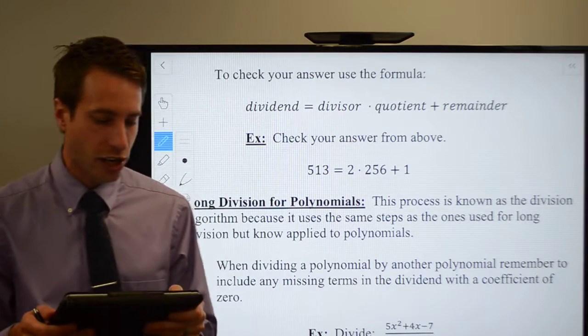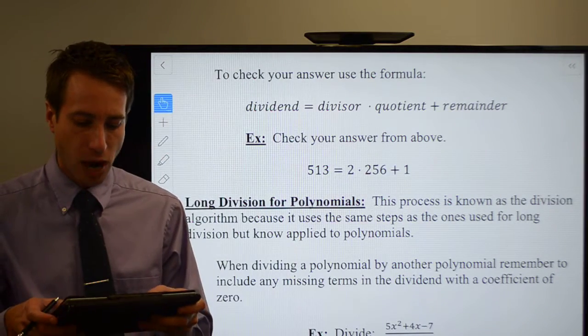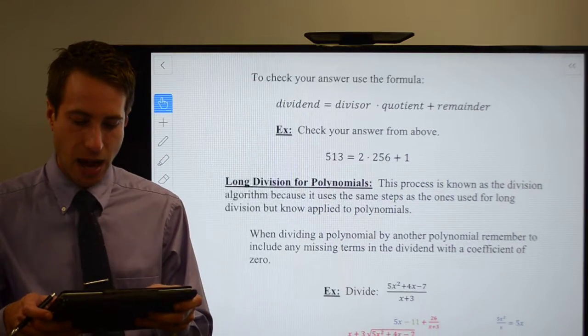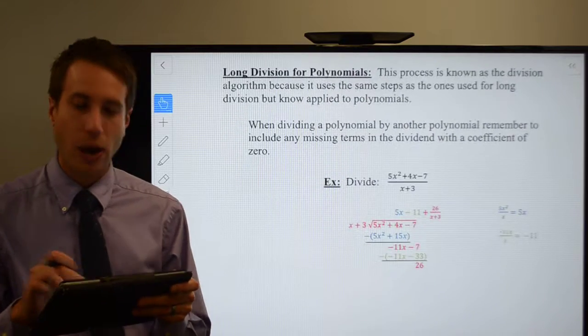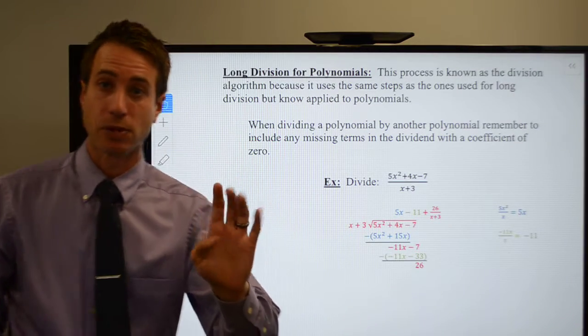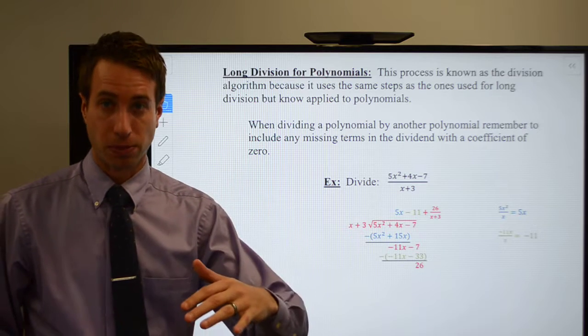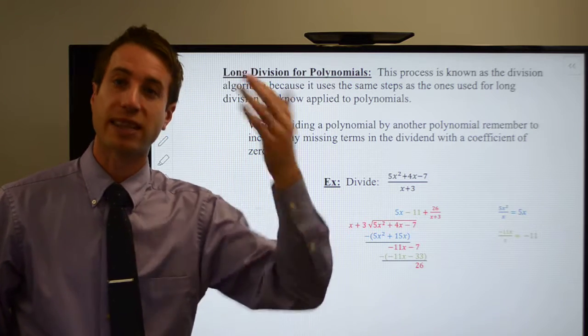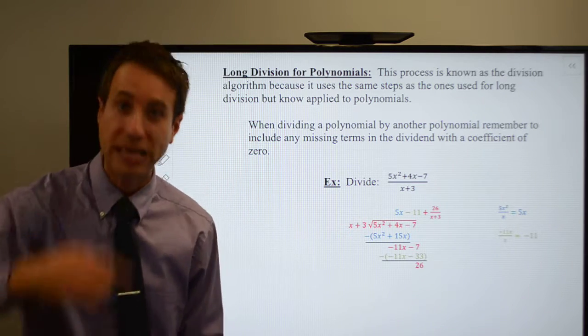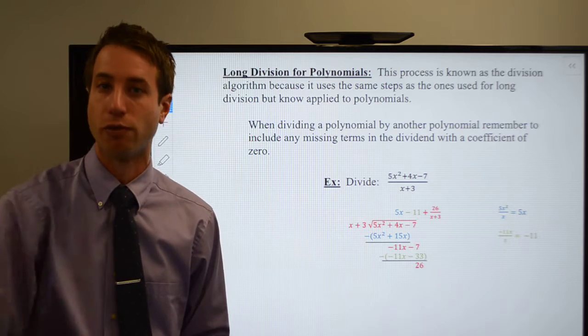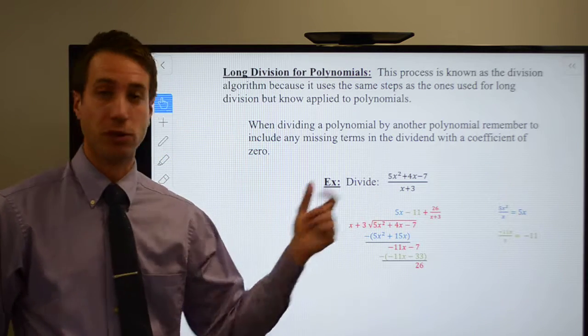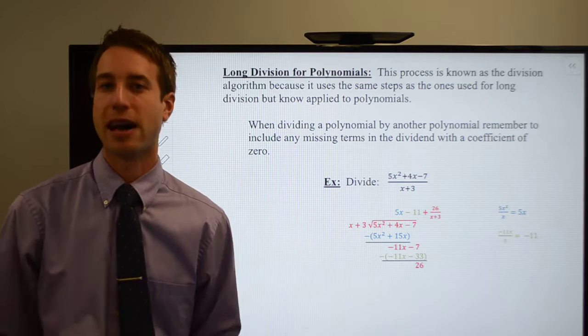So again, we're going to take that exact same process, and by the process, I mean those 4 steps: divide, multiply, subtract the products, and bring down. We're going to repeat that process over and over for dividing polynomials until I run out of things to bring down.